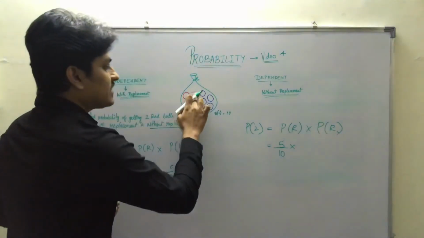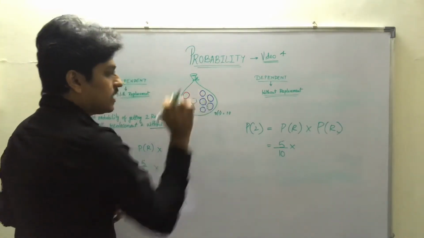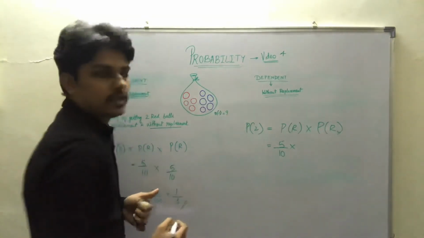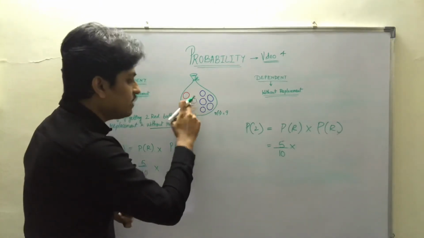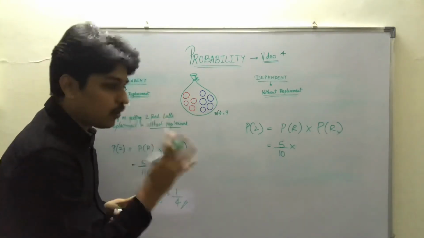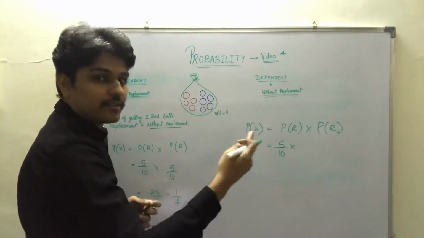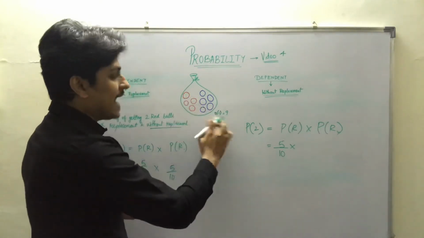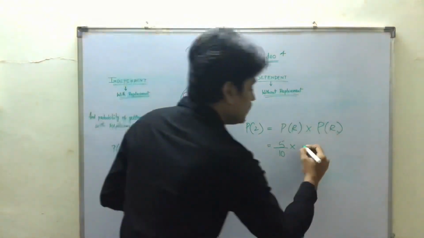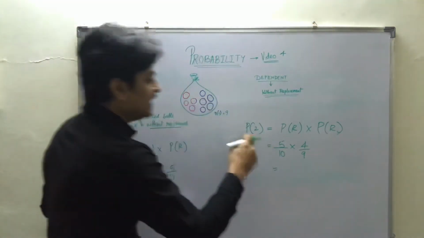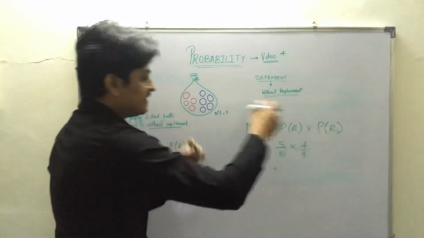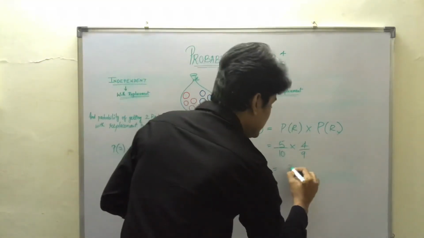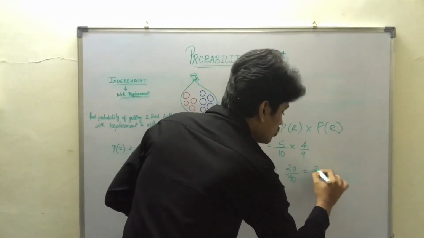Yes, but once I remove it, I'm not replacing it. Because I'm not replacing it, the number of balls now left inside is 9. And the number of red balls left is also less, that is 4. So the probability of getting the second red ball is going to change to 4 upon 9, because 4 is the total number of red balls left and 9 is the total number of balls left. So in this case, this is a dependent event. The second event is dependent on the first event. So you get 20 by 90 and the answer is 2 by 9.